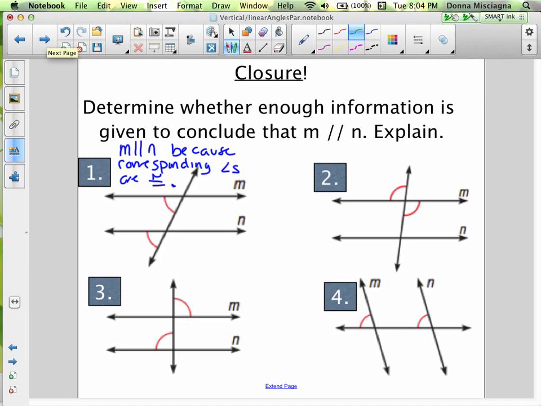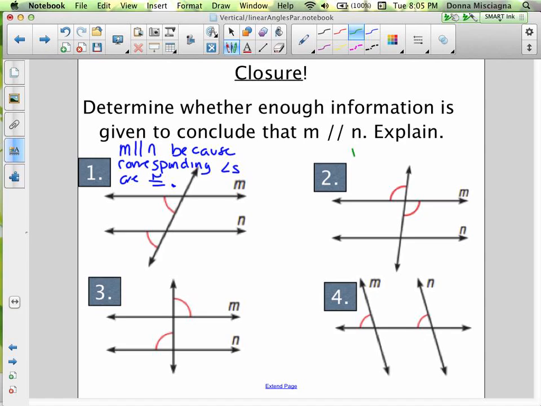Let's look at number 2 here. We've got vertical angles. So notice the vertical angles are only on one line. They're just on line M. Right? And let's think, when are vertical angles congruent? Is it when the lines are parallel, or is it true all the time?